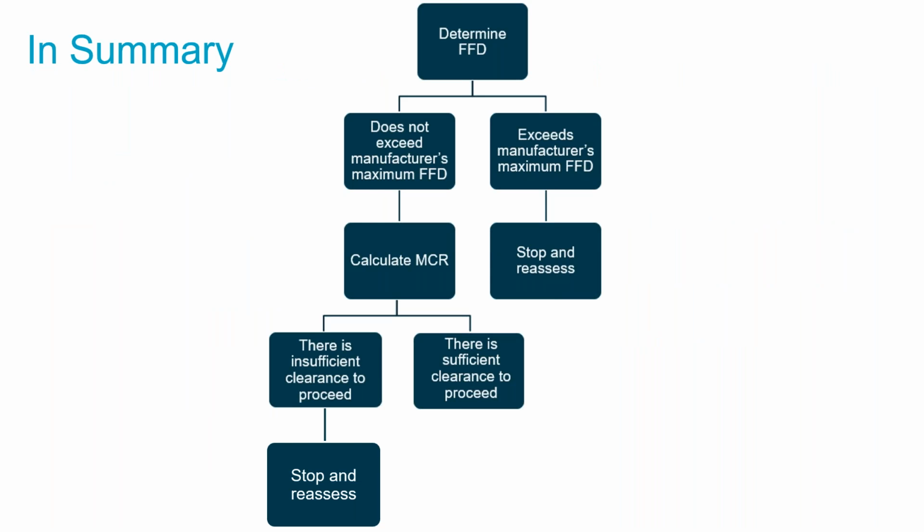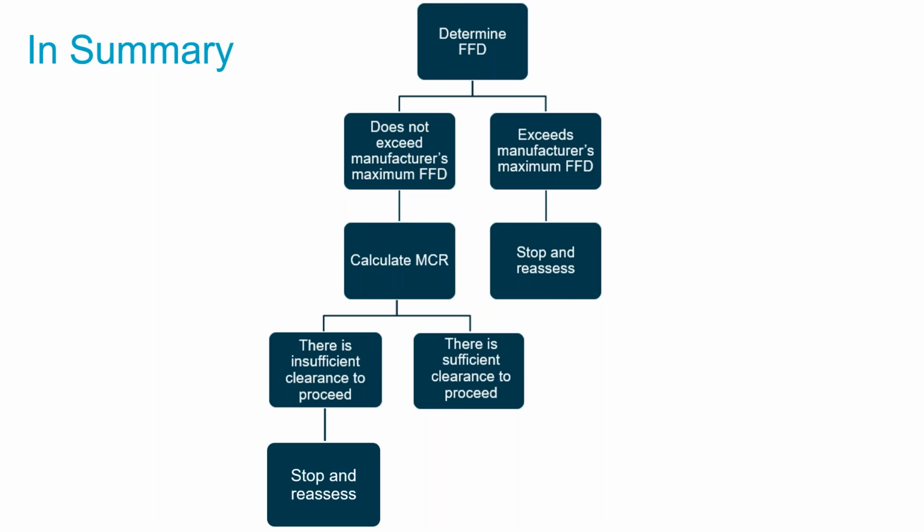To summarize what we've discussed, we have developed a flow chart to help workers in their decision making of when to proceed with the task requiring fall protection and when to stop and reassess the situation. The first step would be to determine the free fall distance, or the FFD. Free fall distance is the vertical distance traveled by a worker from the start of a fall to the initiation of an arrest force. The maximum free fall distance will be indicated by the manufacturer.